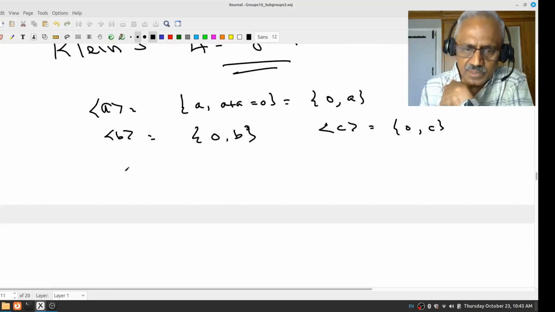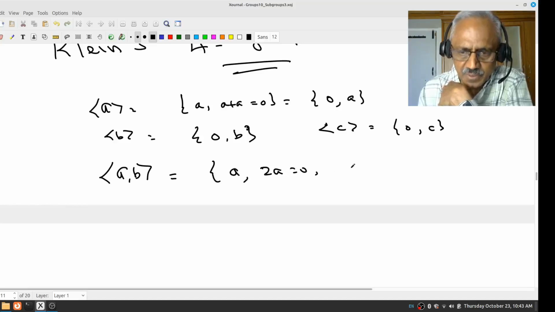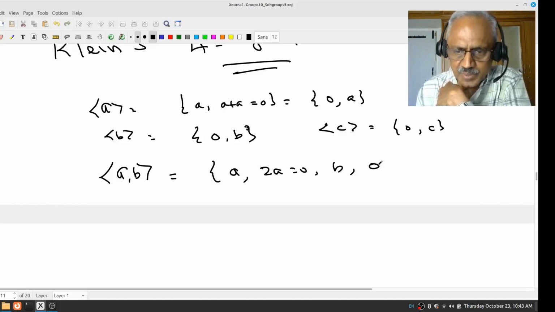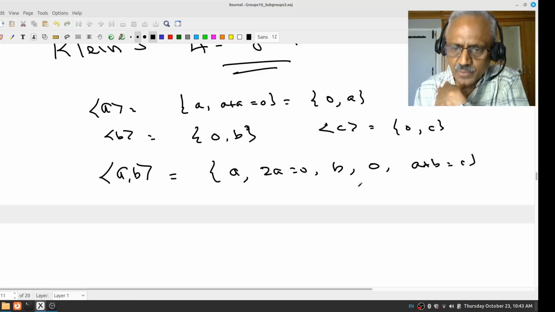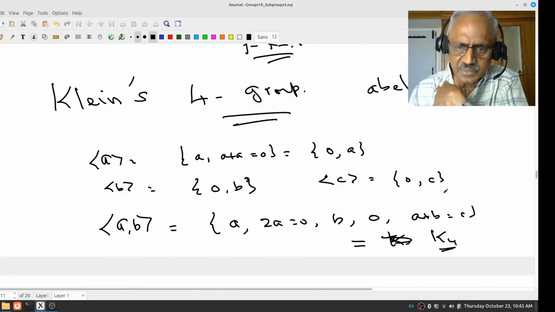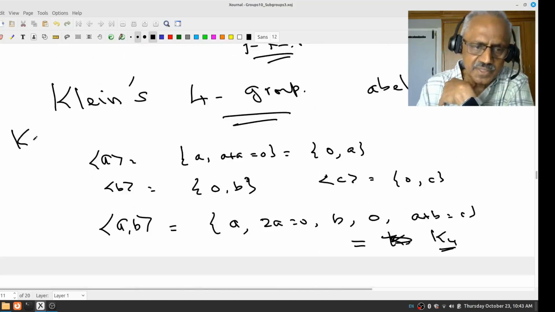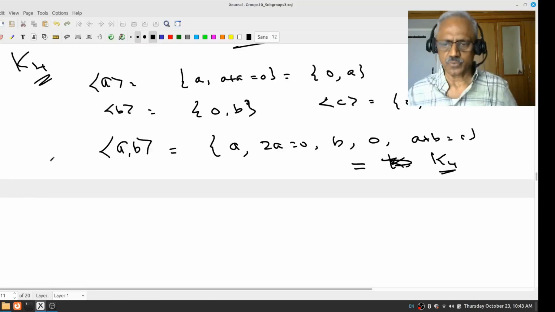And these are the only non-zero elements. What is the subgroup generated by A and B? That means A must be there, 2A must be there, which is 0, B must be there, 2B must be 0, A plus B must be there, that is C. Therefore, it is nothing other than all of the group, Klein's group. Let us make it K4. I think that's a standard notation. I'm not very sure. Let us call it K4, Klein's 4 group.